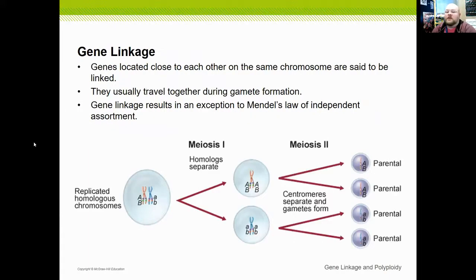Now, gene linkage. Genes located close to each other on the same chromosome are said to be linked. They usually travel together during gamete formation, and gene linkage results in an exception to Mendel's law of independent assortment. If you look through these pictures here, they've used color to indicate where similar genes are. And you can see that the colors are lined up in each of these. So as they travel, those similarly linked genes are going to travel the same way. When centromeres separate and gametes form, the same type of genes are going to go together so that later they can be lined up again similarly.